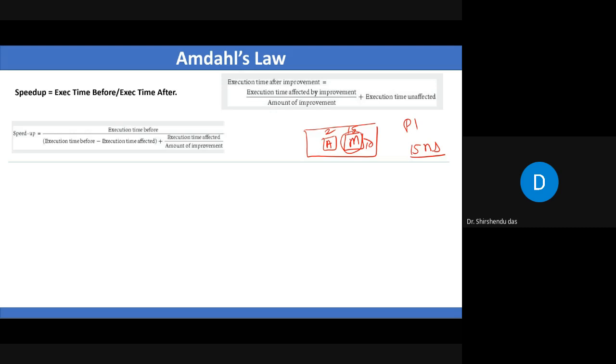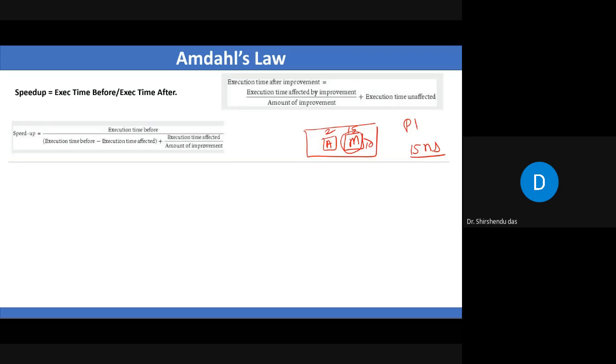So if you improve a fraction of this computer, then what will be the speedup? That is given by Amdahl's law. Originally there was a machine, a computer. So the speedup will be execution time before modification divided by execution time after modification.